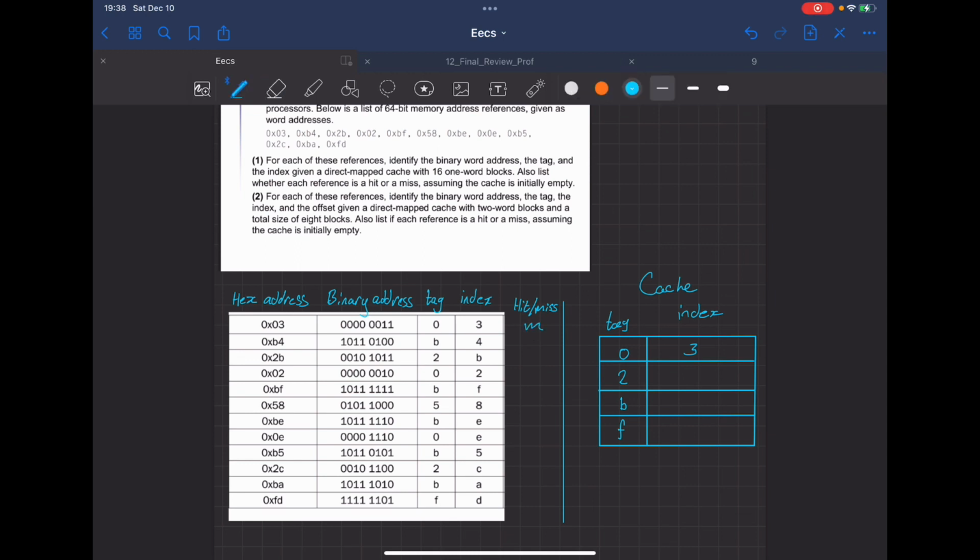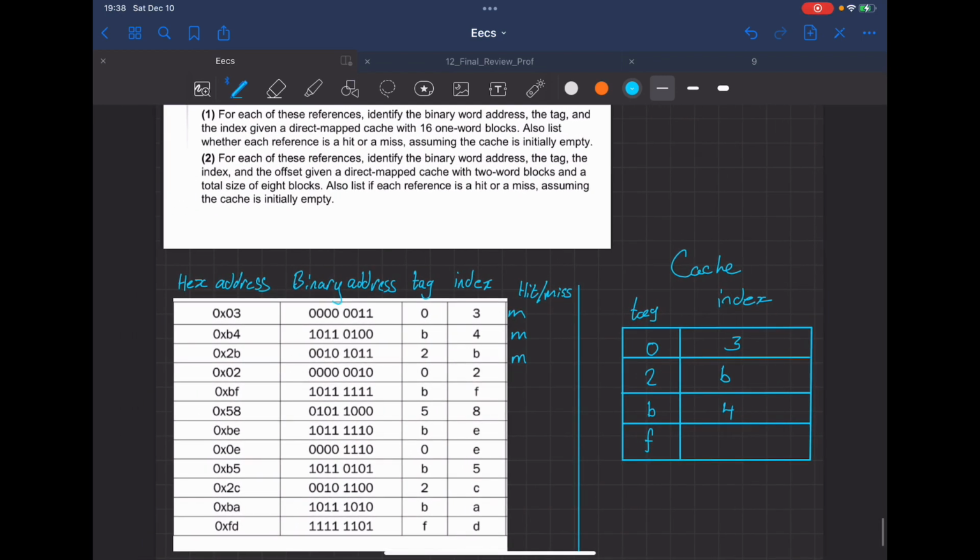Next, we have the tag of B. B has nothing in it, so again, it's a miss, and we'll put that there, so it's 4. So this one is a miss, this one is a miss. Now we have tag 2. It's again empty, so we'll put it at the index there, so it's a miss again. Here we have 0 again. Something's there, but it does not match the tag of the previous one, so we're going to erase it, and it's going to be a miss again.